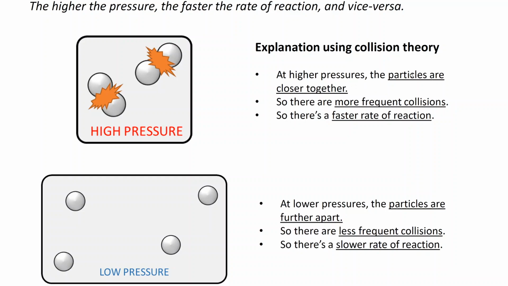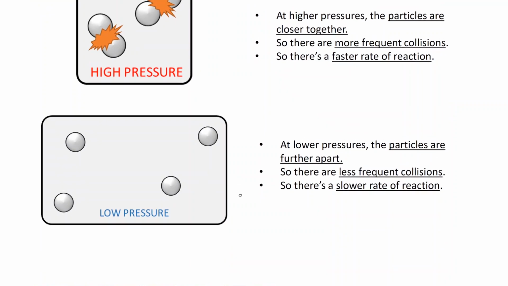Notice how pressure does not affect energy in any way whatsoever. It's just about the distance between the particles. They're closer together at a high pressure. As we can see now, they're further apart at a lower pressure, so that's going to decrease our frequency of collisions. There are less frequent collisions, so we get a slower rate of reaction.